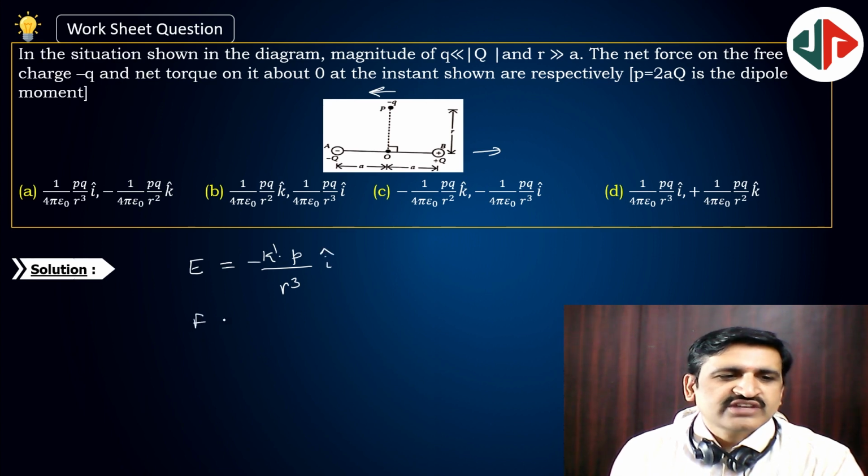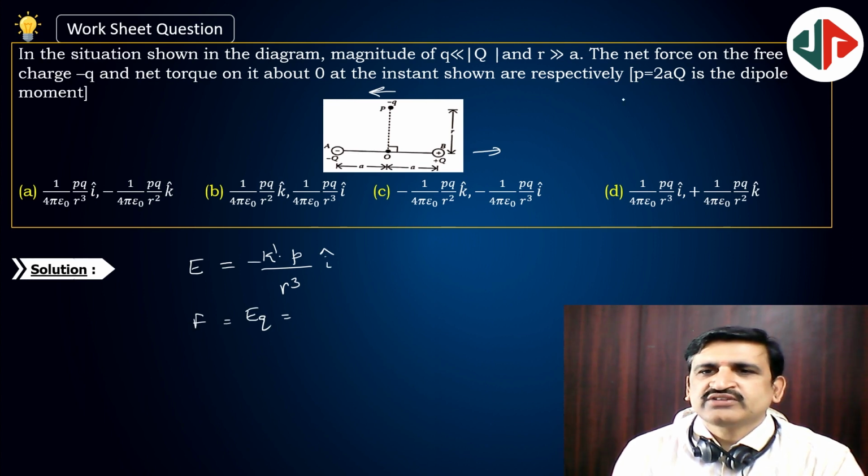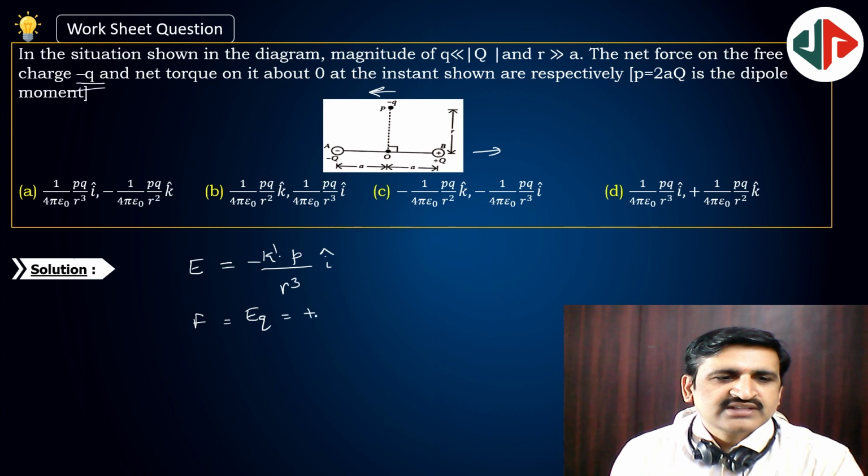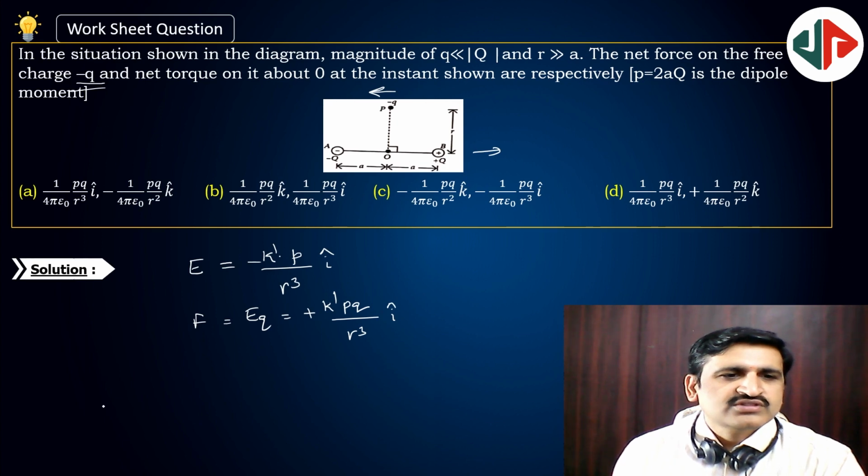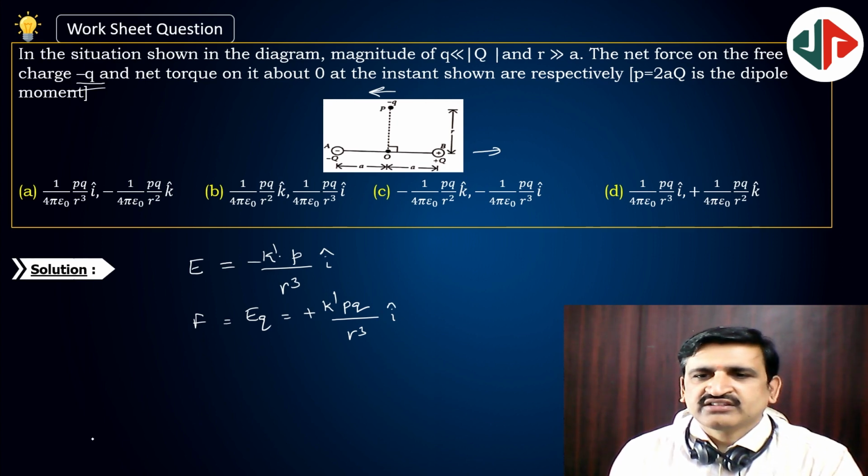Now force F is equal to Eq. That is equal to negative charge. He told negative charge. That means plus k dash pq by r cube i cap. This is the force. Force is matching with the fourth option and the first option.